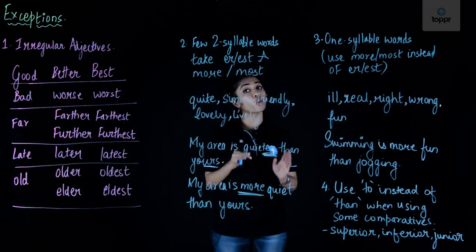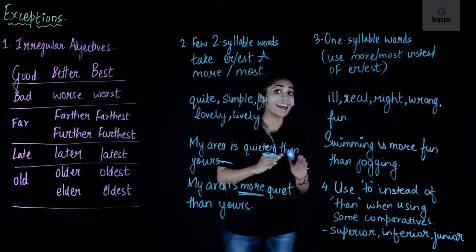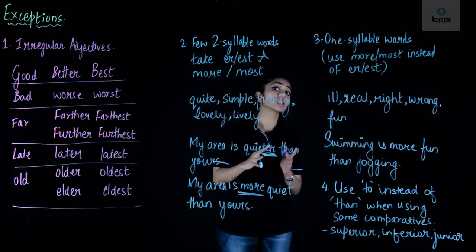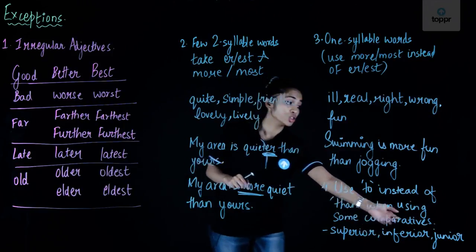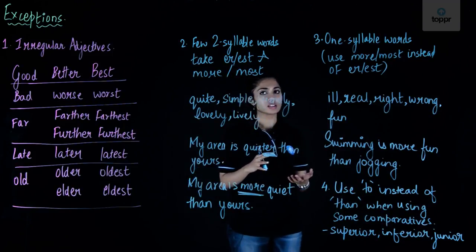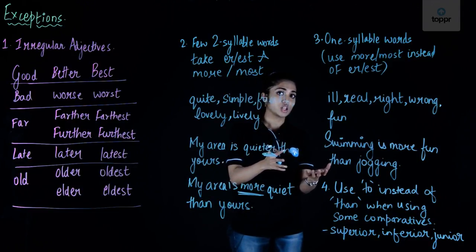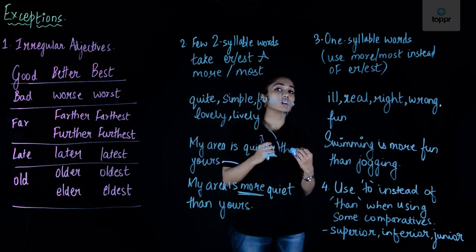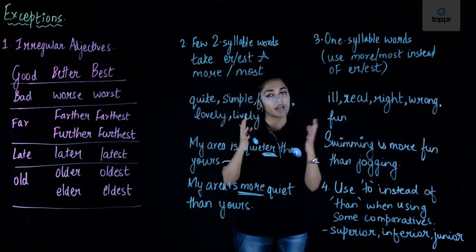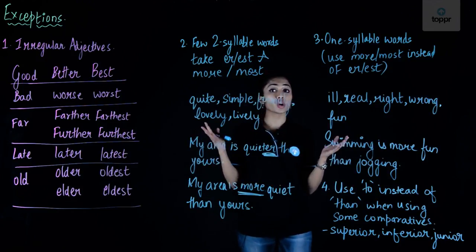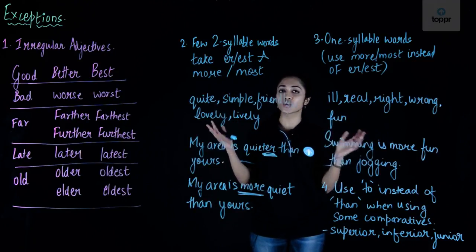Now let's look at the fourth and final exception, which is to use "to" and not "than" when we use certain comparatives. These comparative words are superior, inferior, junior. Let's make an example sentence. I shouldn't feel inferior to her just because she is rich. So we shouldn't say, I shouldn't feel inferior than her because she is rich. I should use the word "to" instead of "than". So here are our 4 exceptions to the rules of forming comparatives and superlatives.